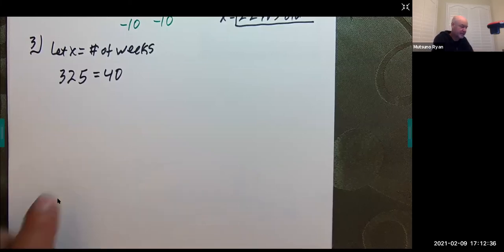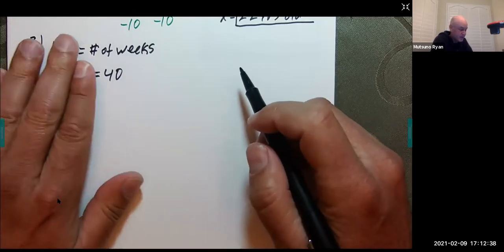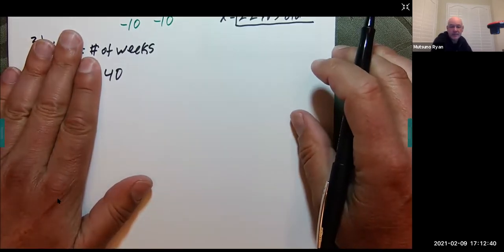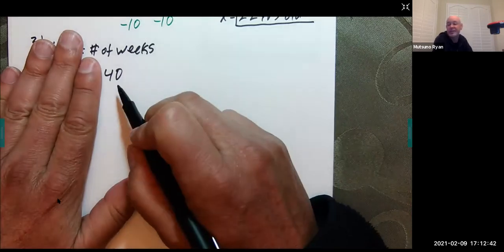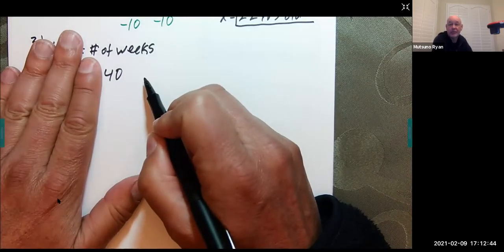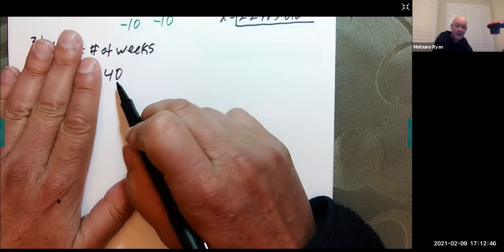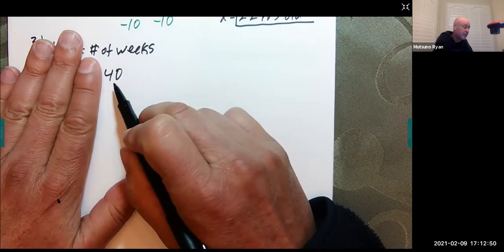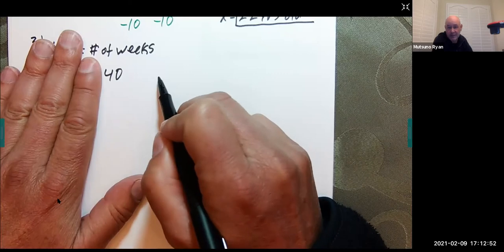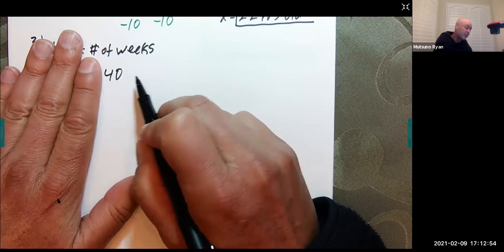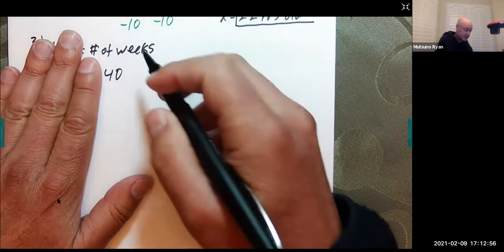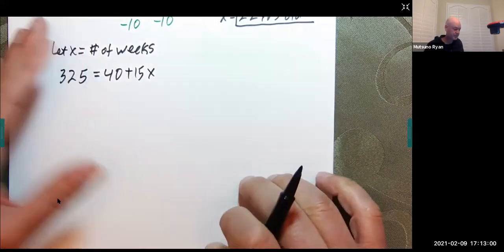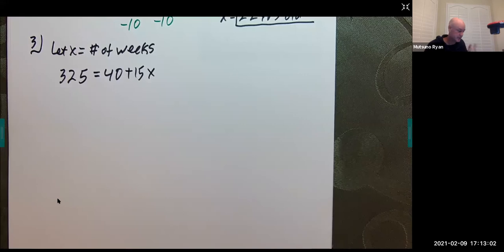Each week, so let's say that there's no weeks. How much money does Alan have? He has $40. After 1 week, he has 40 plus $15. After 2 weeks, he has 40 plus 2 times 15. 3 weeks, 40 plus 3 times 15. X weeks, it'll be 40 plus 15 times x. And what we want to do now is solve for x.